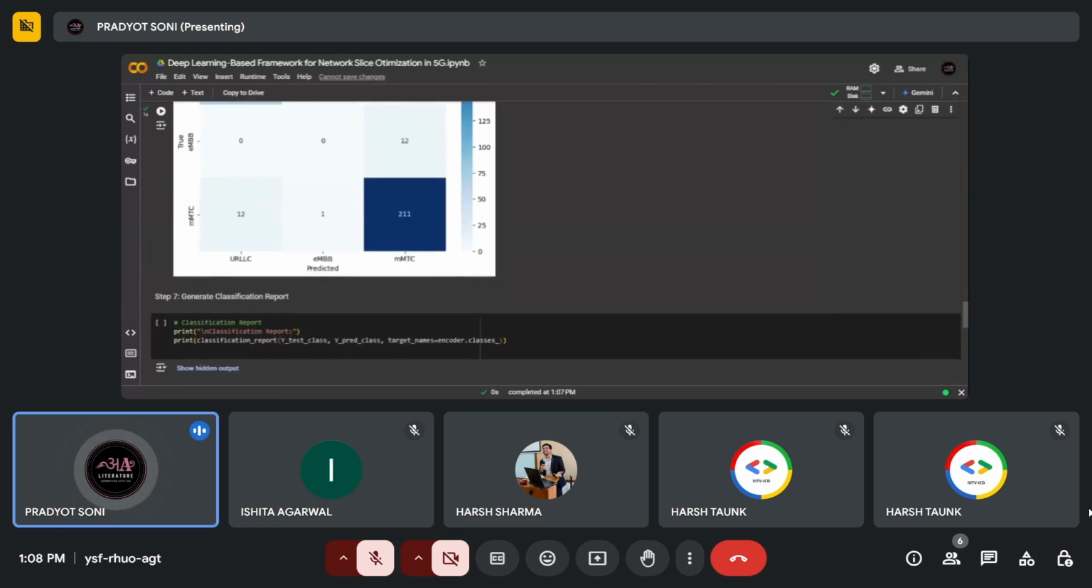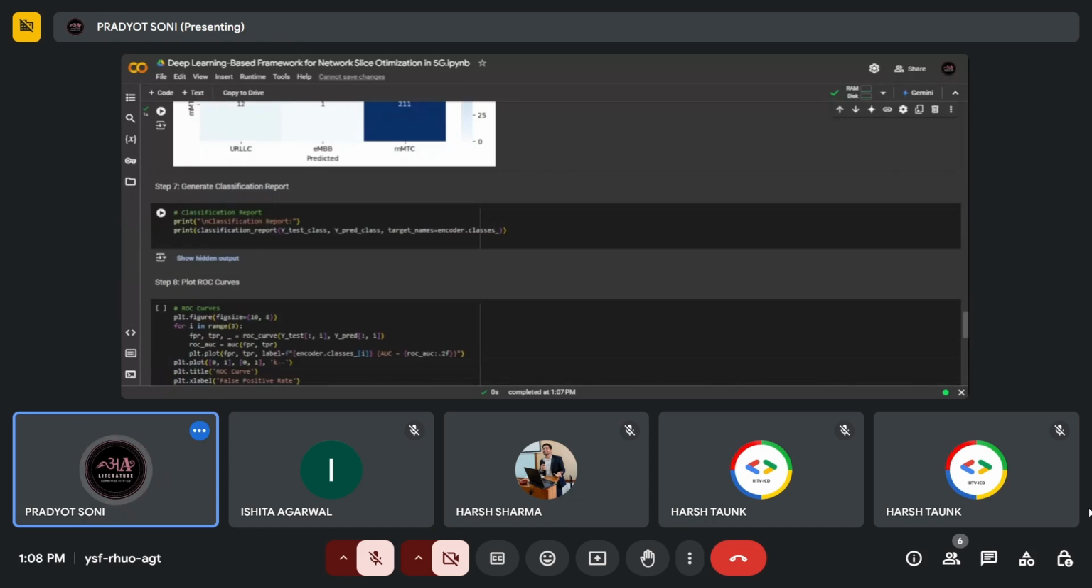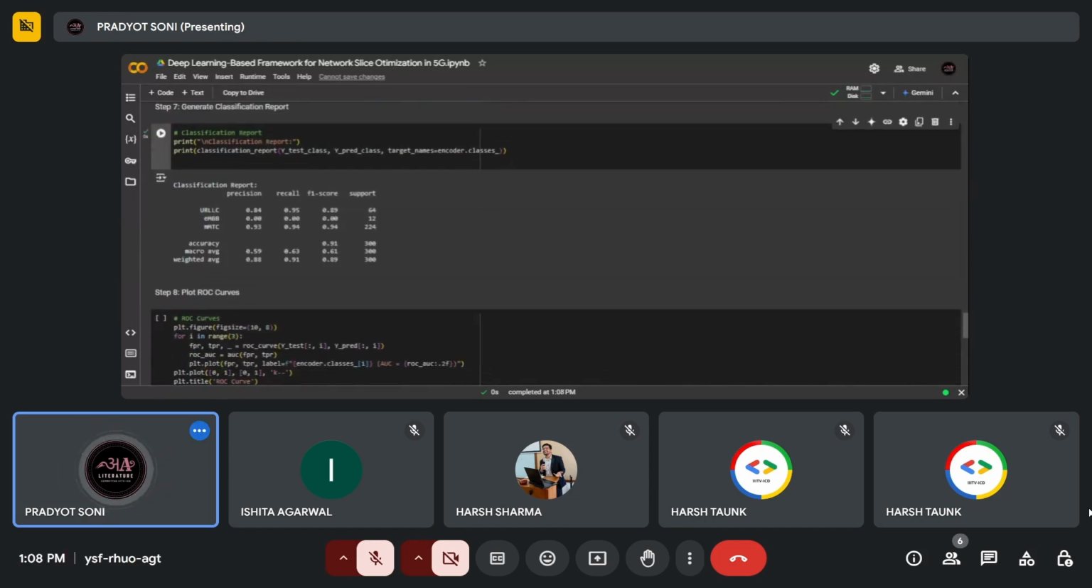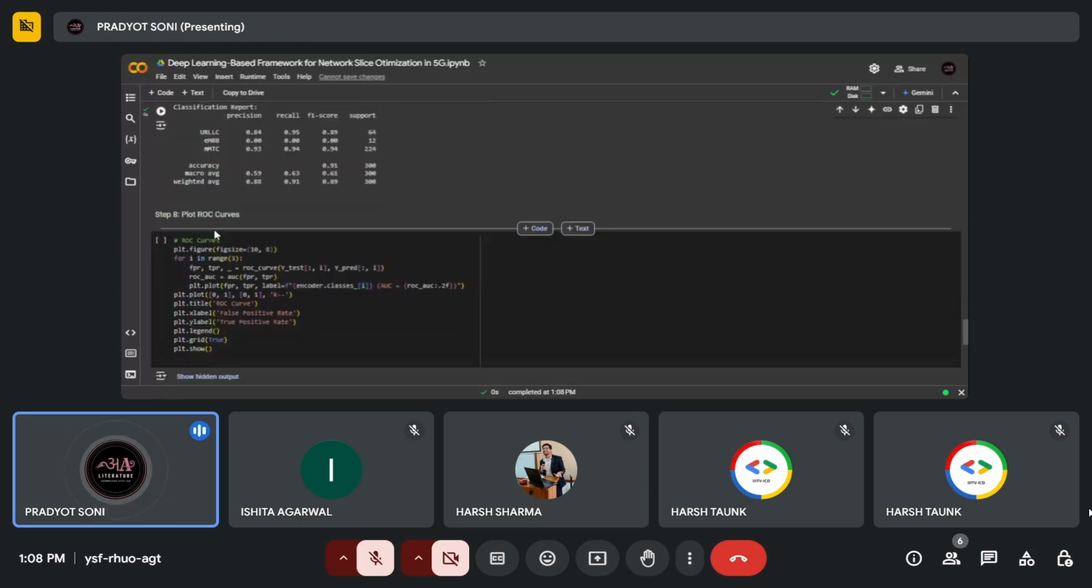After plotting the confusion matrix, a classification report was generated, which had a table formatted with precision, recall, F1 score, and support for each of them. And then we also plotted the ROC curve for each slice to evaluate their respective performance in terms of true positives and false positives.